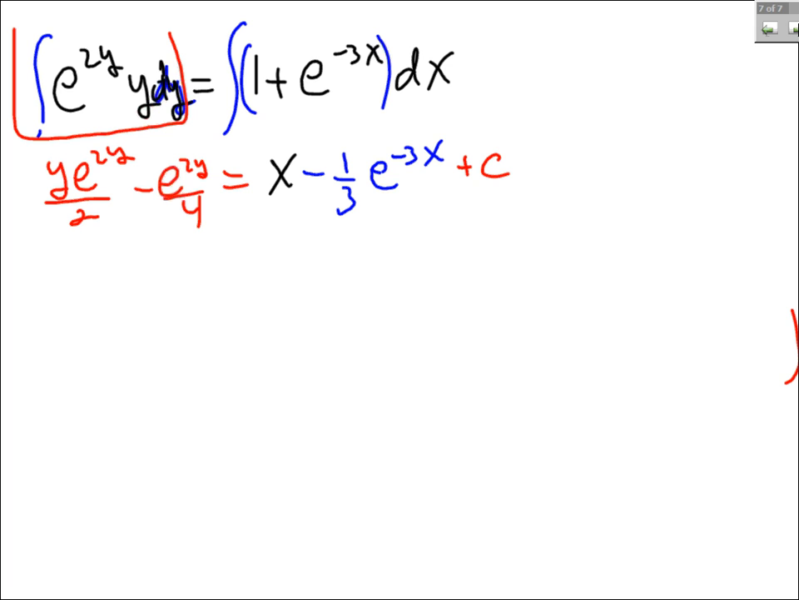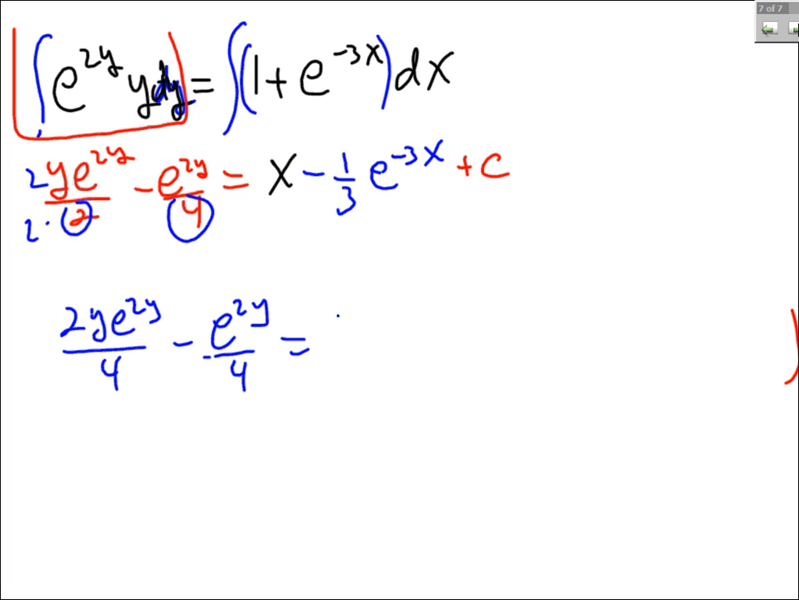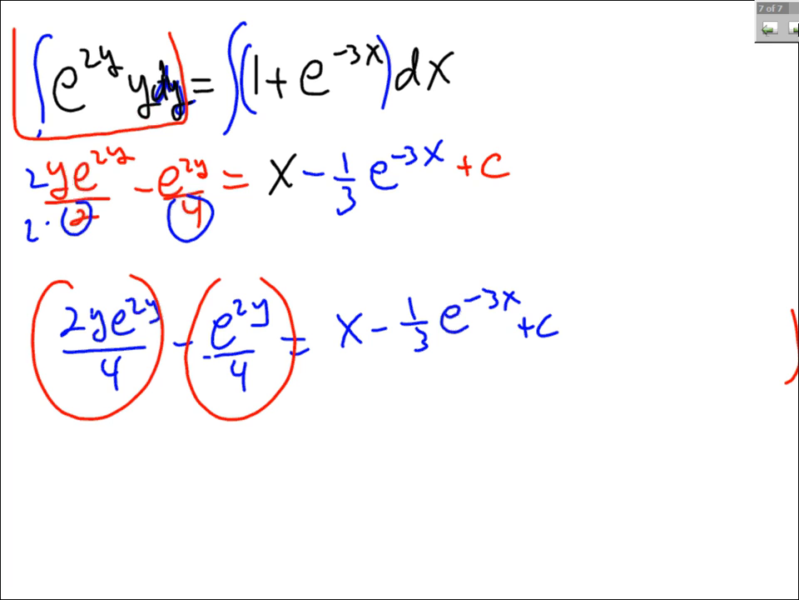Now, on the left side, between the 2 and the 4, 4 is the common multiple. And 2 times 2 is 4. So I multiply top and bottom by 2, excuse me. Now, I have 2y e to the 2y over 4 minus e to the 2y over 4 is equal to this mess. Now, what's common in each of these two terms on the left side, well, it's visual. It's e to the 2y over 4.